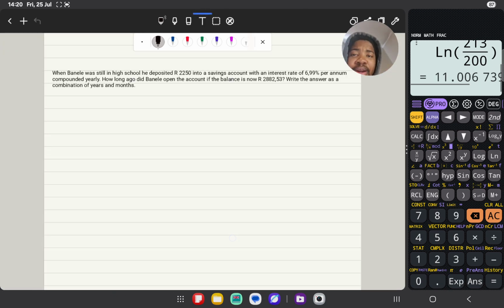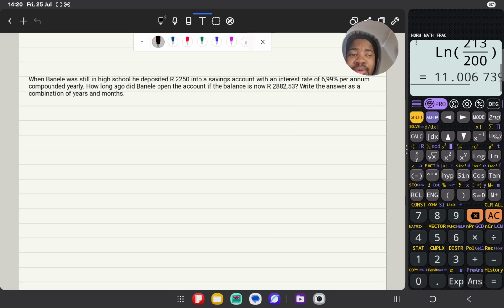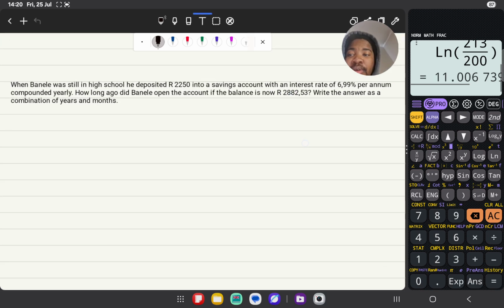Okay, we just have one last problem. Banele, when he was still in high school, deposited 2,250 into a savings account with an interest of 6.99% per annum, compounded yearly. How long ago did Banele open the account if the balance now is 2,882.53?